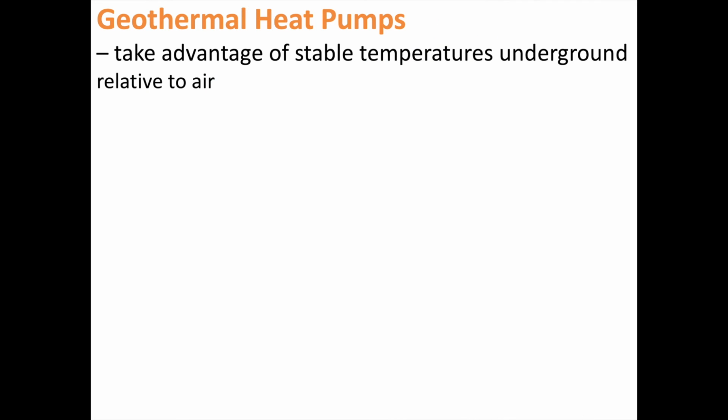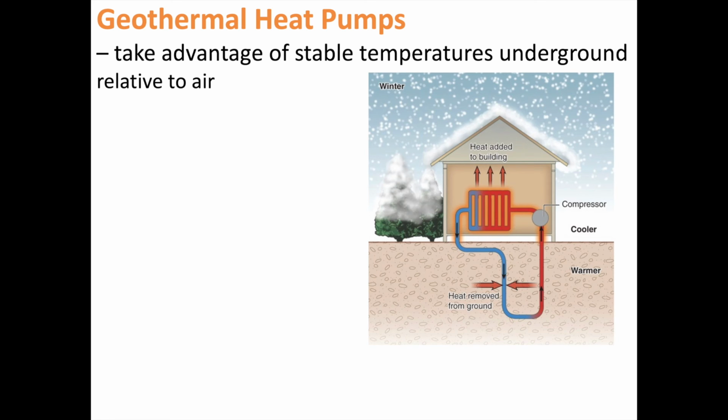A much less geographically limited way of using the Earth's heat is through geothermal heat pumps. These pumps take advantage of stable temperatures underground relative to the air. In the winter, it's warmer underground than outside, and in the summer, it's the reverse. Basically, to provide heat, a geothermal heat pump works by circulating a mixture of water and ethanol through buried pipes. The warm ground increases the temperature of the water.